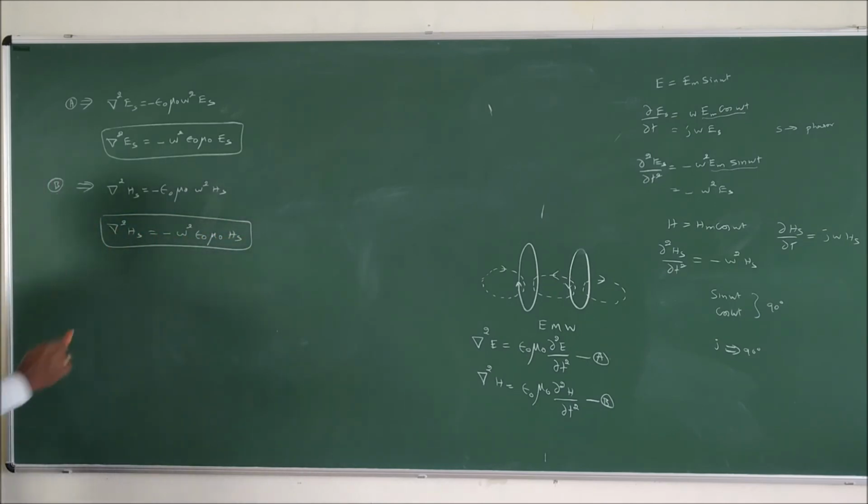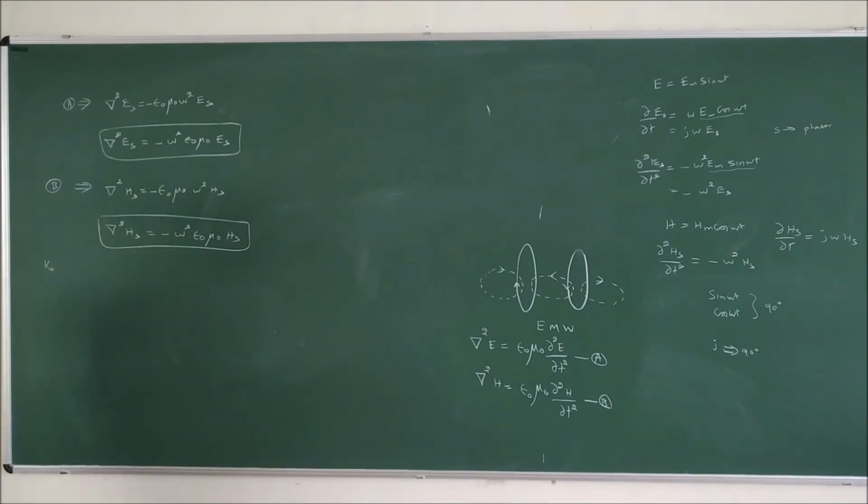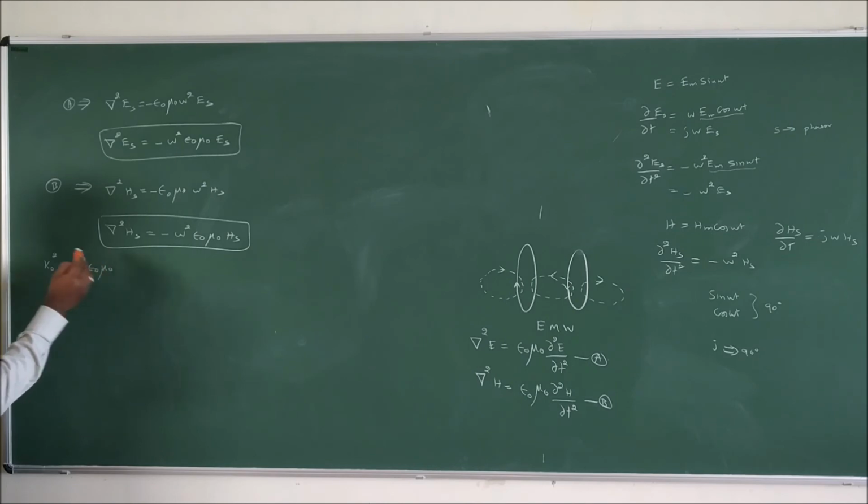Now I am going to do a small modification. Take a small term called k naught, just a constant, since it is free space. If it is k instead of k naught, then it is for any medium. What is k naught square? It is nothing but omega square epsilon naught mu naught. So k naught is omega into root of epsilon naught mu naught. Please keep this in your mind. This is called the wave constant. More detail we will discuss later.